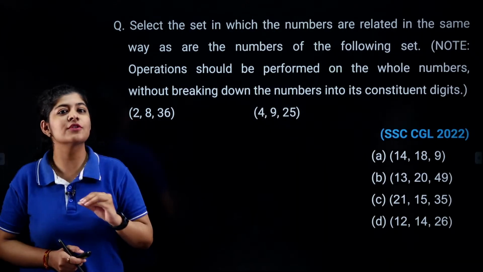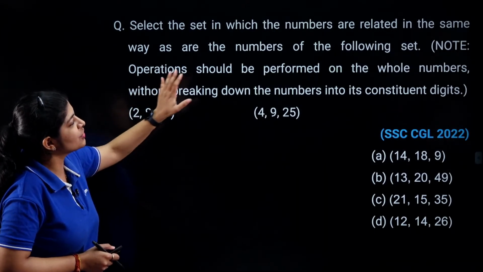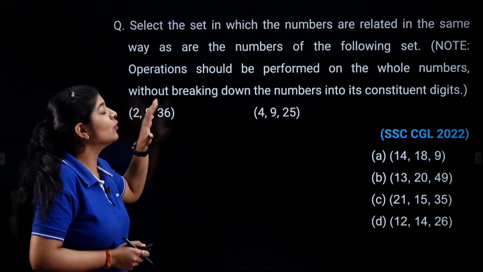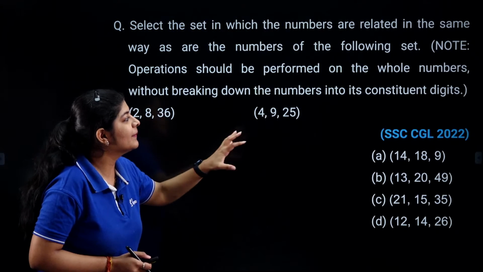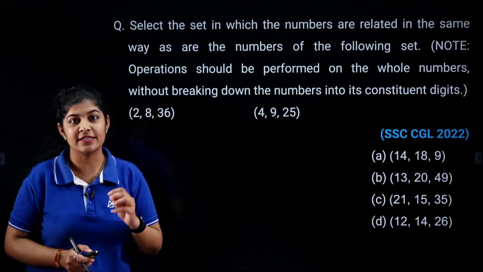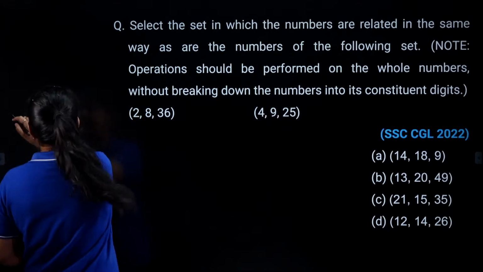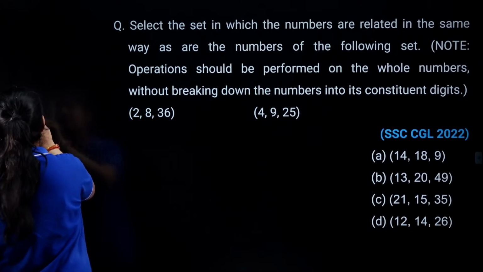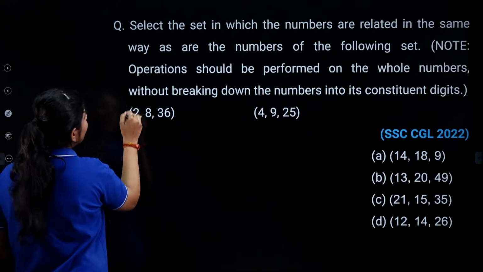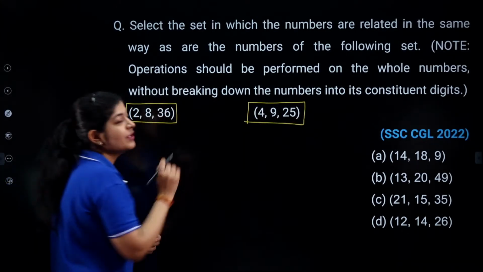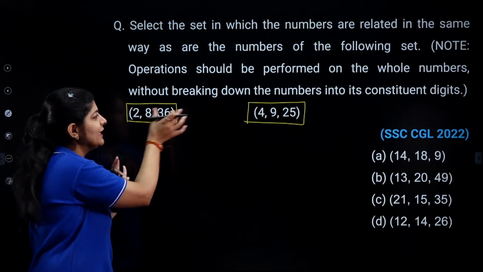There's a note also given over here: operation should be performed on the whole numbers without breaking down the numbers into the constituent digits. Now what does it mean? Here we are having two different numbers, and there is some pattern which is hidden between these two sets.